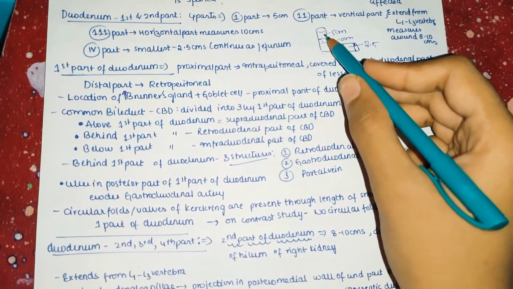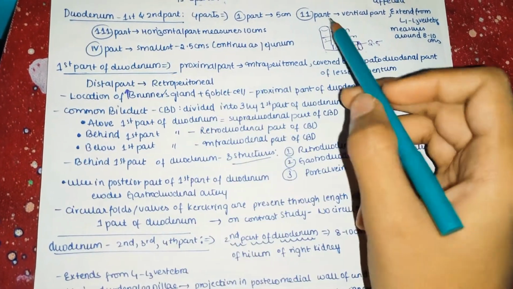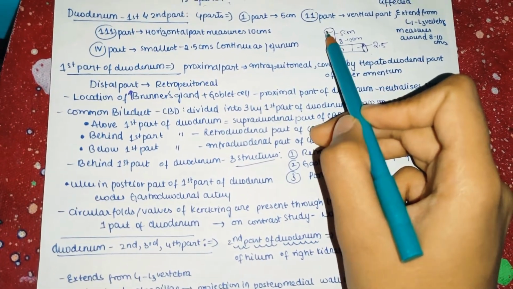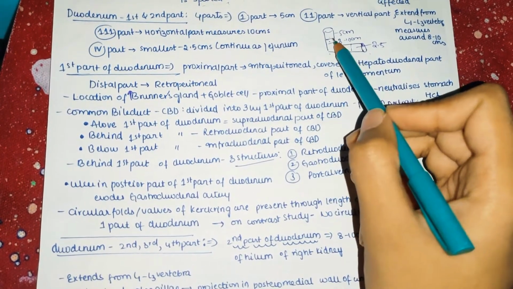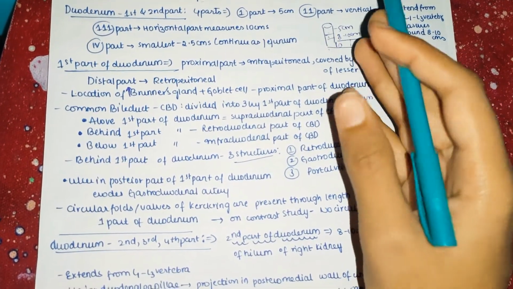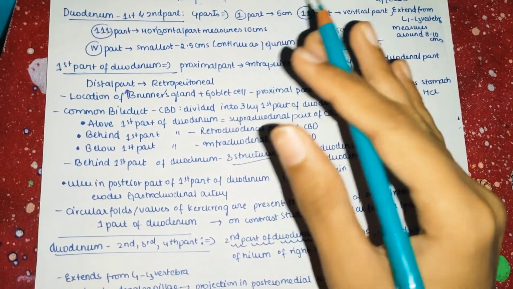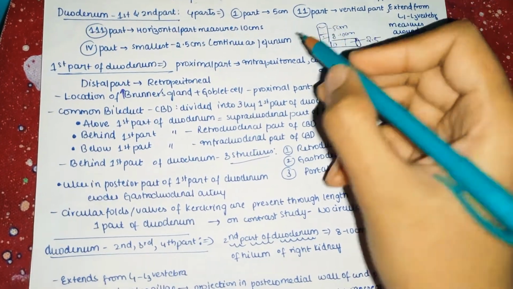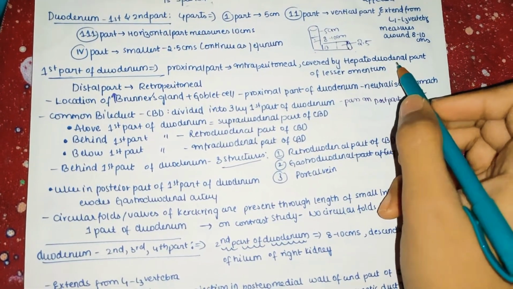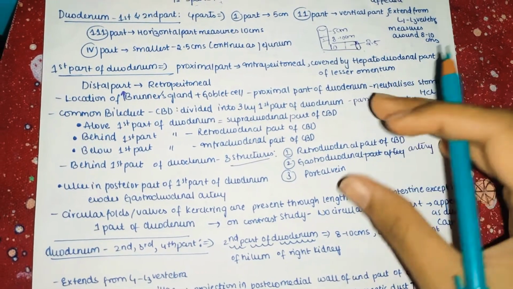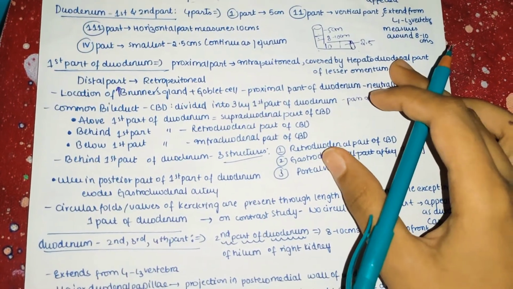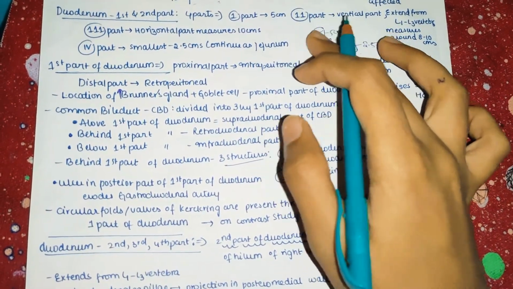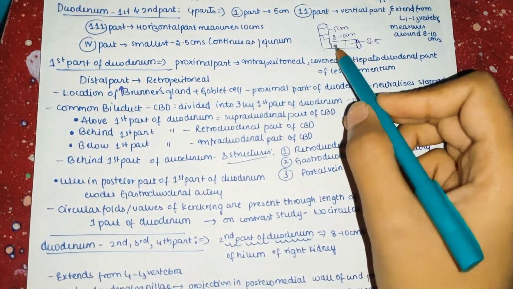So let us see the first part of duodenum in detail. So the first part of duodenum, especially its proximal part, will be intraperitoneal. Intraperitoneal means inside the peritoneum. But the remaining part of the duodenum is retroperitoneal, means it is covered only on one side, anterior side by peritoneum, posterior side it is free. But the proximal part is intraperitoneal. Okay. And it is covered by hepatoduodenal part of lesser omentum. You know, lesser omentum has hepatoduodenal and hepatogastric parts. So that hepatoduodenal part of lesser omentum covers this 5 centimeter proximal part. And the distal part is all retroperitoneal.